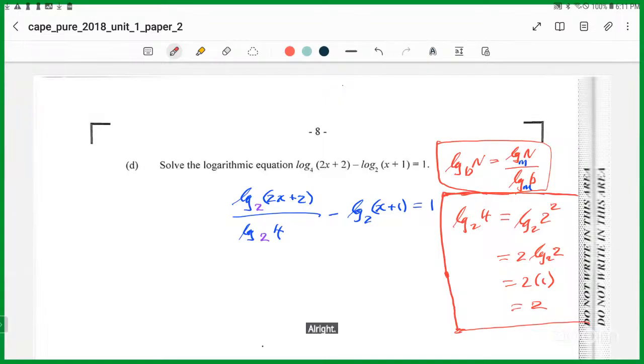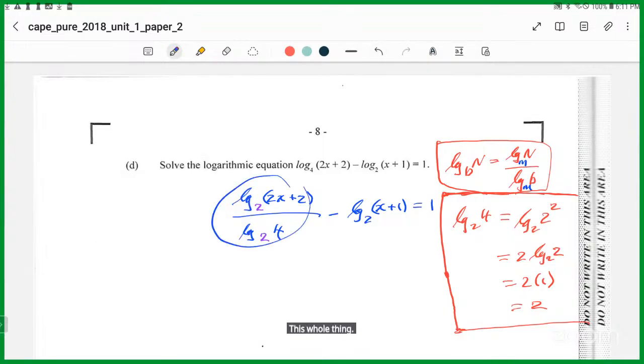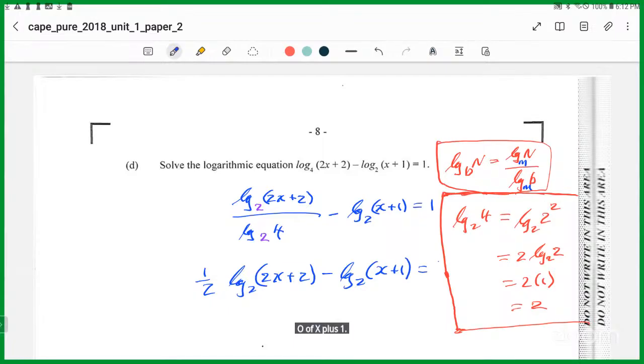Alright guys, sorry about that. So this becomes a 2, and to divide by 2 is to multiply by a half. So this whole thing can become this, look. This whole thing becomes half log to base 2 of 2x plus 2 minus log to base 2 of x plus 1 equals 1.